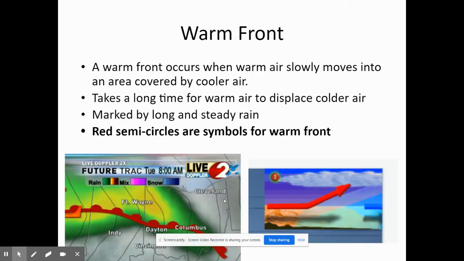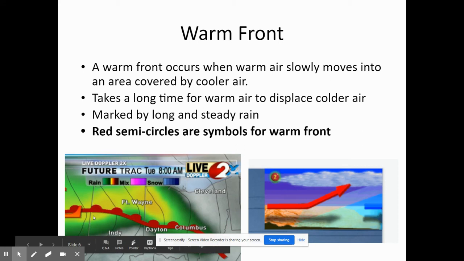A warm front occurs when warm air slowly moves into an area covered by cooler air. It takes a long time for warm air to displace colder air. It's marked by long and steady periods of rain. And you have red semicircles that indicate that on the map. So this is the symbol for a warm front.